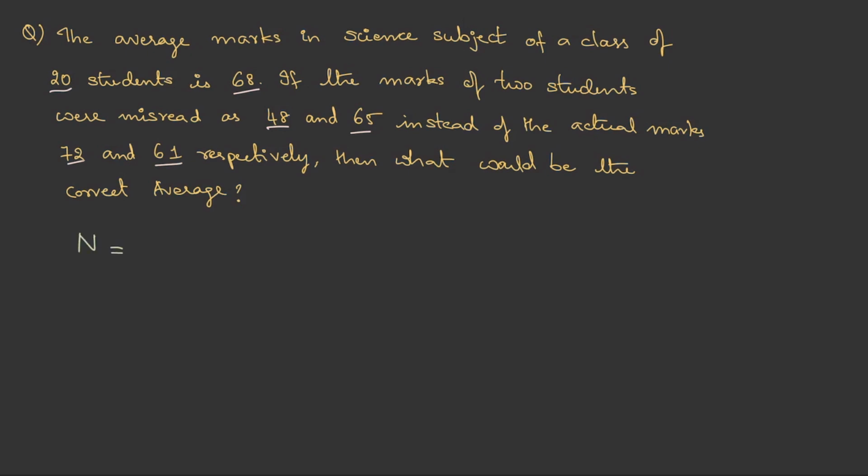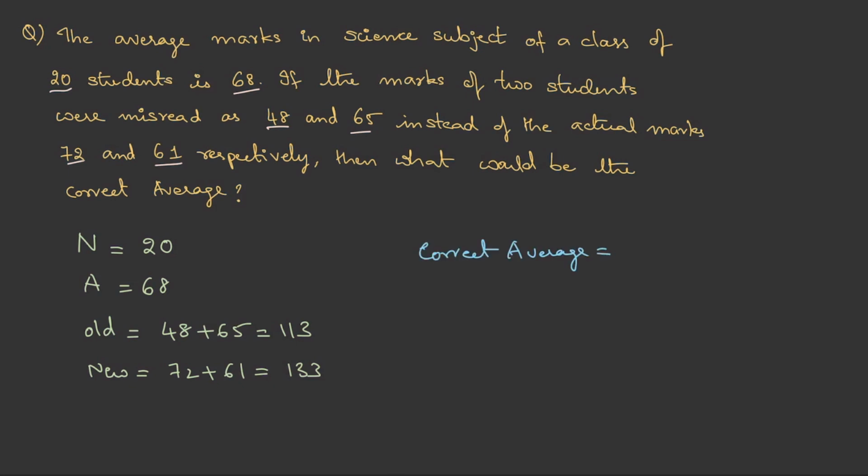The number of observations is 20 students, then the average is 68, and the old values which were misread were 48 and 65. So let's take the sum. 48 plus 65, that is 113, and the new values which are supposed to be entered are 72 and 61. So let's add them. This is 133, and the formula for the correct average is A into n plus the new values minus old values, by n.